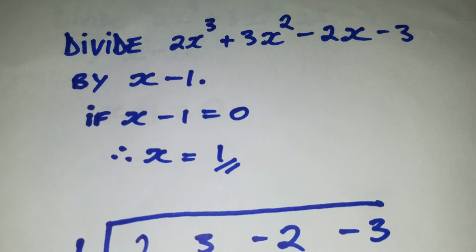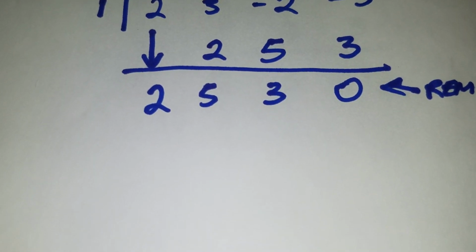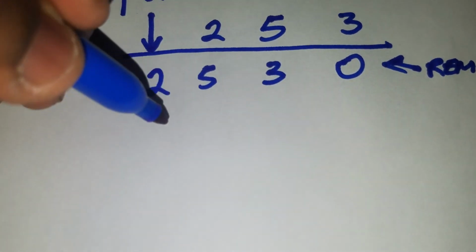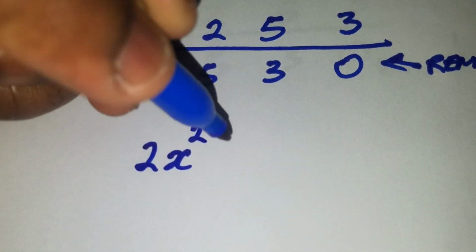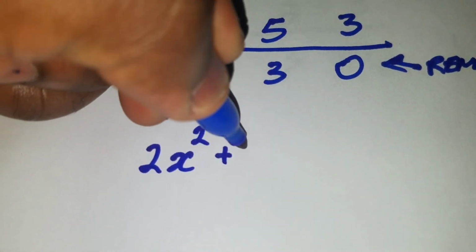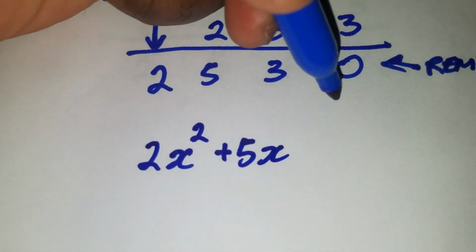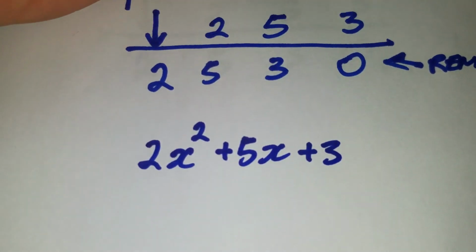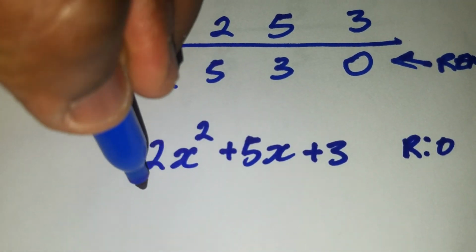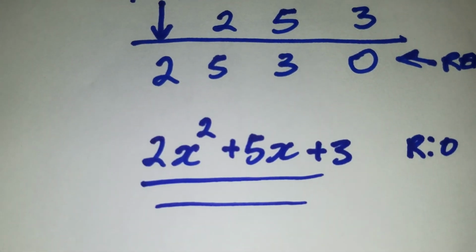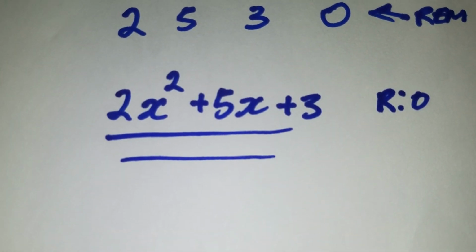So let's go back to the answer. It will be 2x squared. And given us a +5, it will be plus 5x plus 3, and then of course remainder 0. So this would be the quotient. And that's how we do synthetic division.